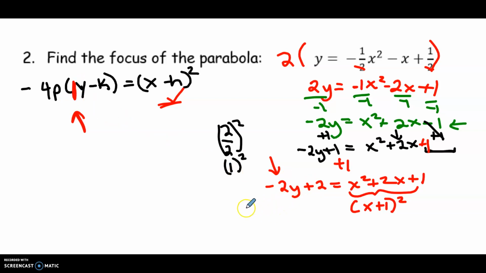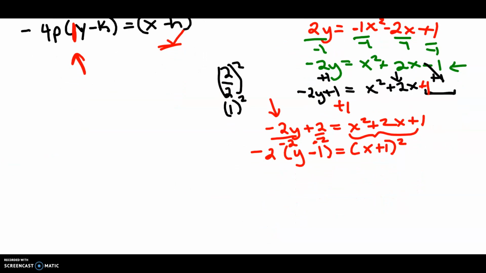So on this side, I'm going to GCF a negative 2 out. I want that to be 1. So if I GCF that out, I'm going to get a negative 2, and you're going to get y. Be careful, you're dividing by negative 2, so minus 1 is equal to (x plus 1) squared. So we're almost there. Now we just want to pull out the information. So the equation is now negative 2 times (y minus 1) is equal to (x plus 1) squared.